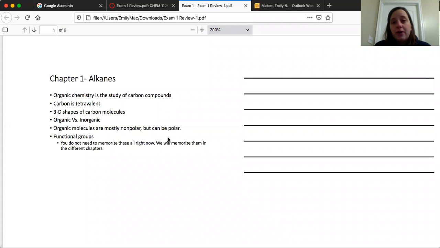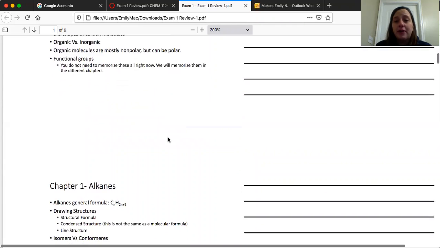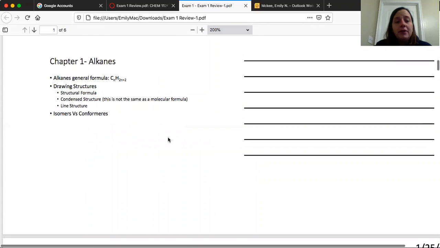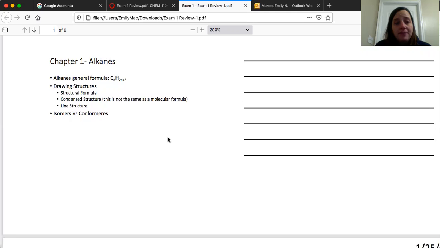I don't want you to memorize all the functional groups from chapter 1. We're going to be memorizing them throughout the semester, so there's no reason to memorize all of them now. You just need to know the ones that we've covered in the chapters. There's the general formula for an alkane. I do want to say, so drawing structures, so structural formula, condensed formula, and line structure.